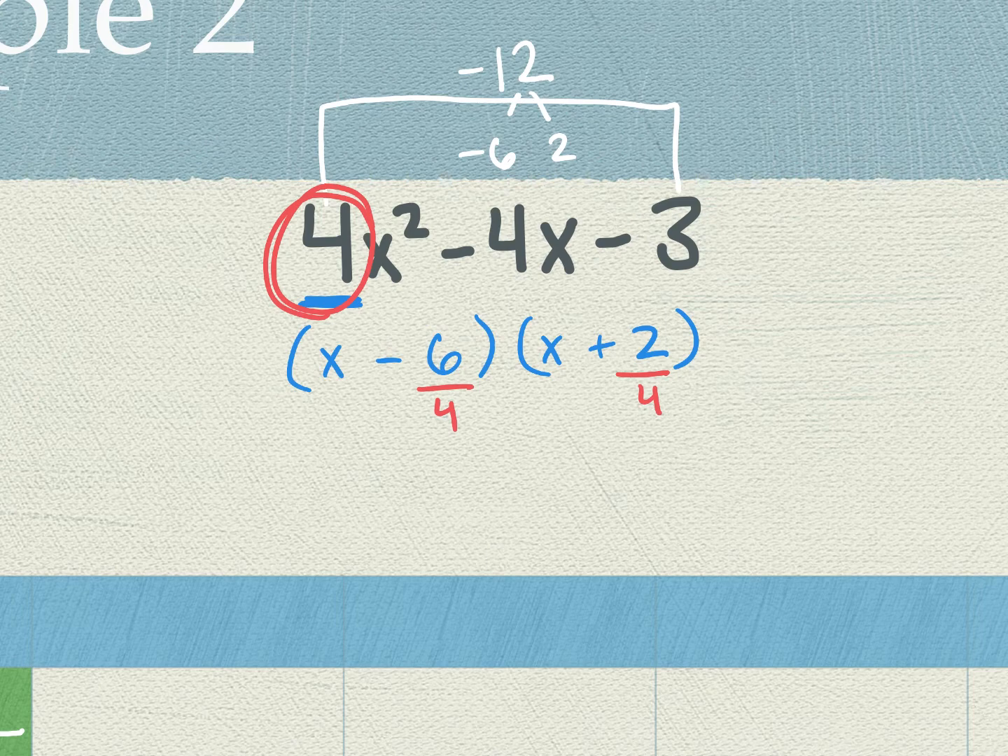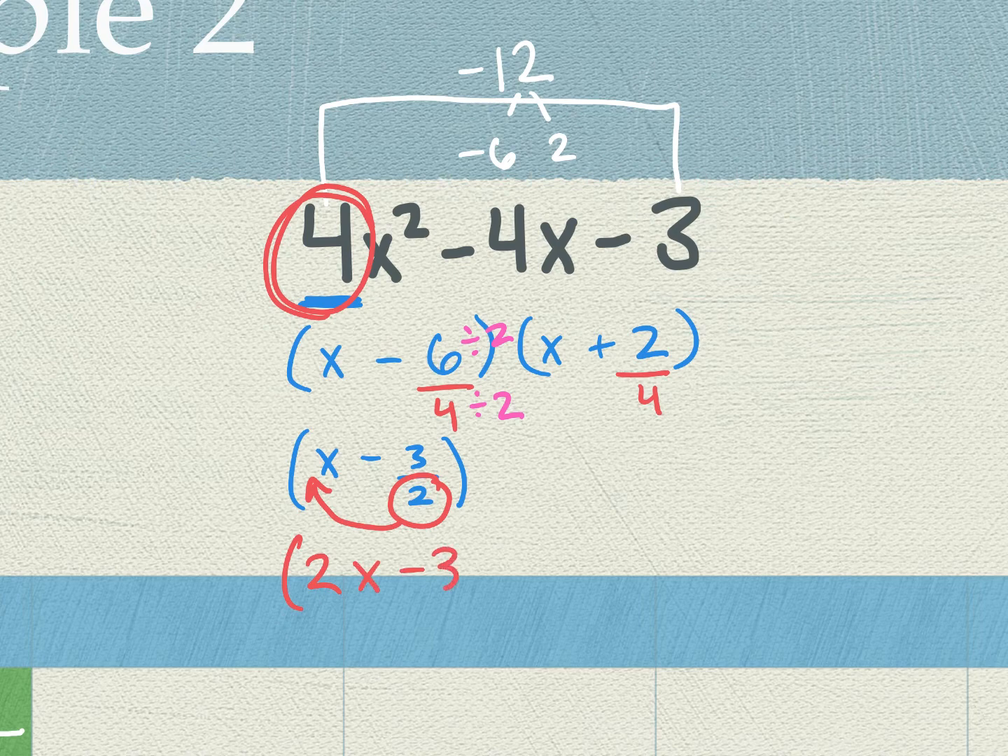Now we have to simplify. Is there any number that goes into both 6 and 4? 2. They're both divisible by 2. So I divide them both by 2. So here I have x minus 3 over 2. Can I simplify this fraction anymore? Nope. So what I do is take the bottom and move it in front of the x. So this is 2x minus 3.